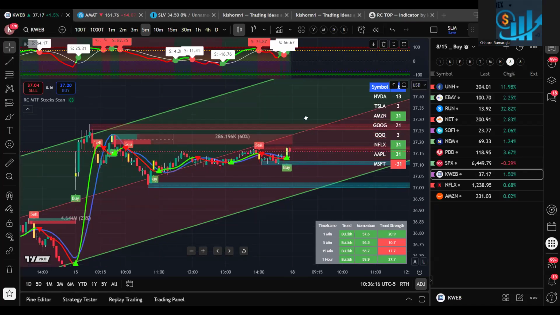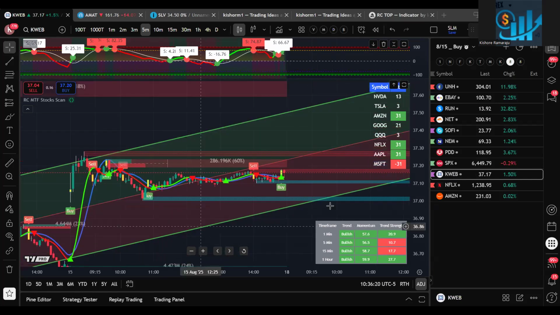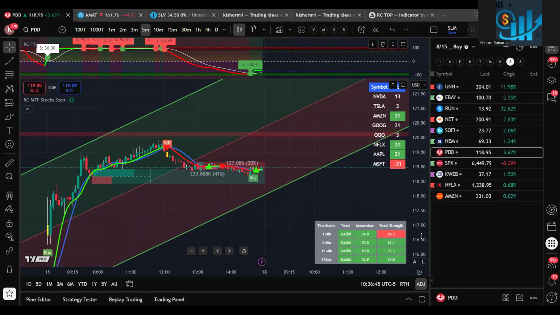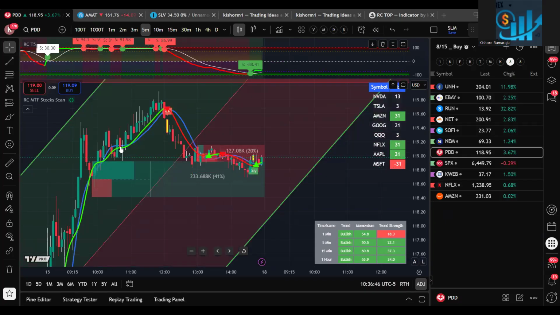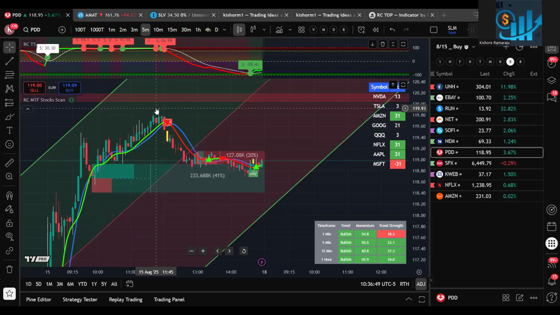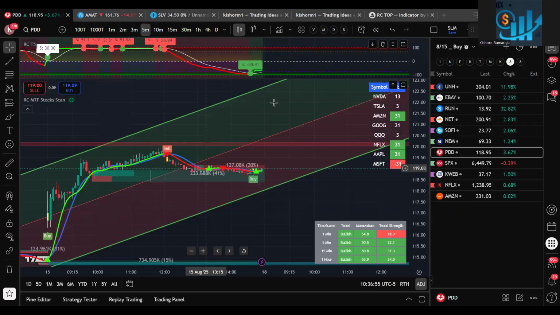I'm asking this question so you can learn. KWeb is also very bullish because the channel is in the uptrend. Whenever something is in the uptrend, you can make money in different ways. One is you can buy the stock. For example, let us say PDD. Now you got a buy signal. Price went all the way to nearly $120 and did a pullback. Overall, you can see that it is in an uptrend direction.